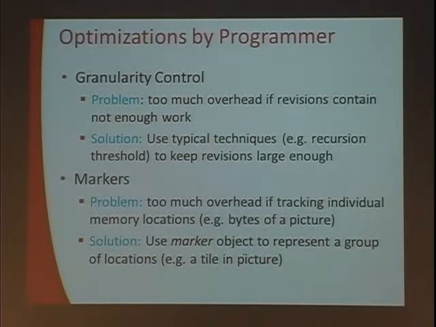The first, which is shared with parallelism, is the control over granularity. If revisions are very fine-grained and don't contain enough work, then both parallelism and incremental will suffer. So here you have to use typical techniques to make the revisions large enough. If they're too fine-level, then there's overhead. So we're not talking about creating millions and millions of revisions.